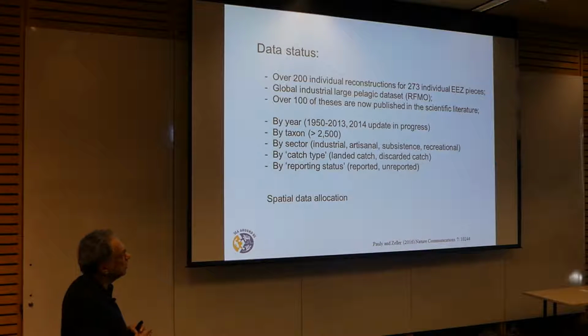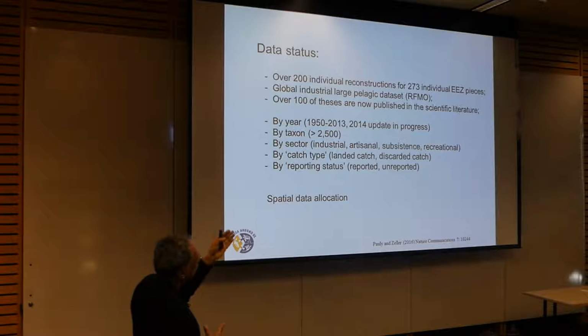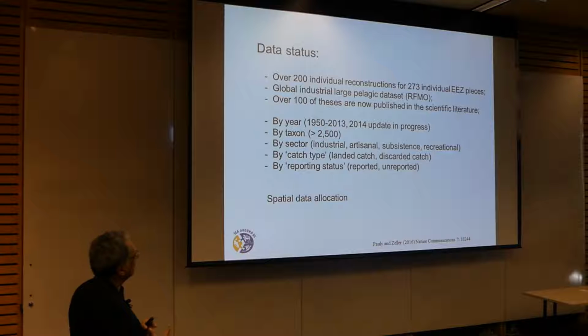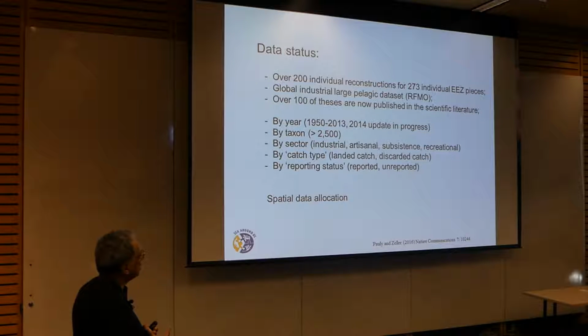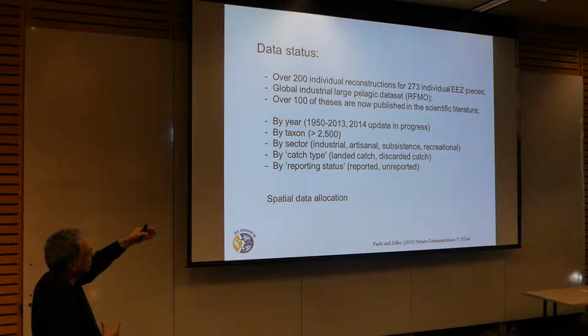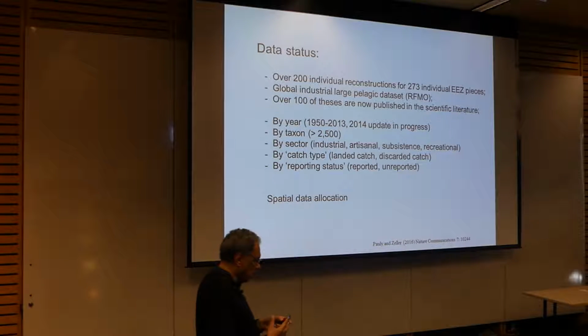The team at the Sea Around Us is working on an update which will be finished in a month or two, to 2015. These catches are expressed by 2,500 taxa, and the catches per sector and so on. And all of this is available on our website.